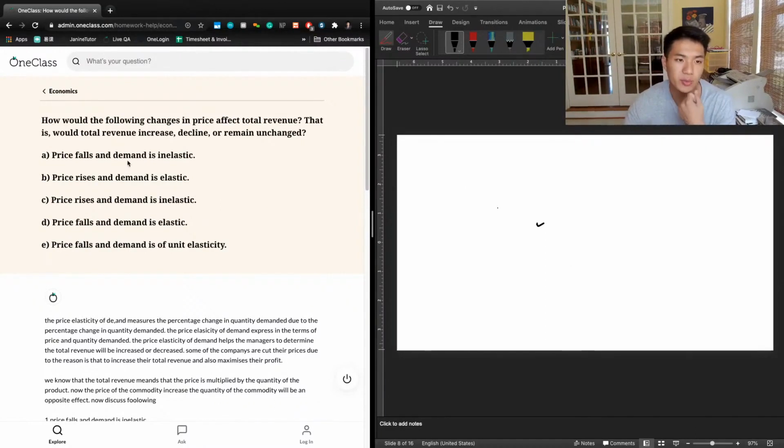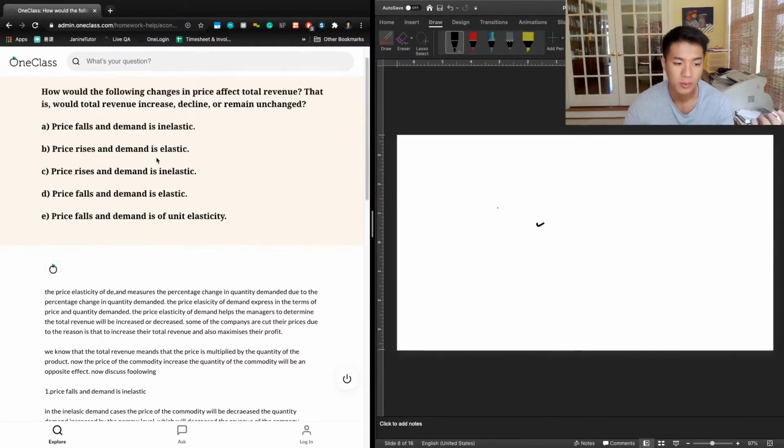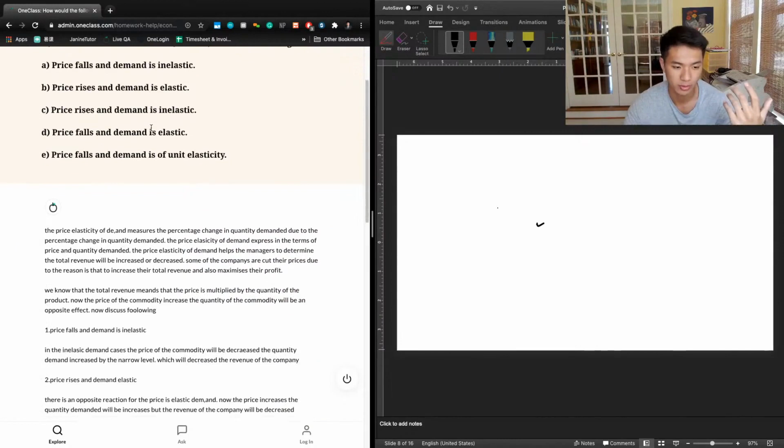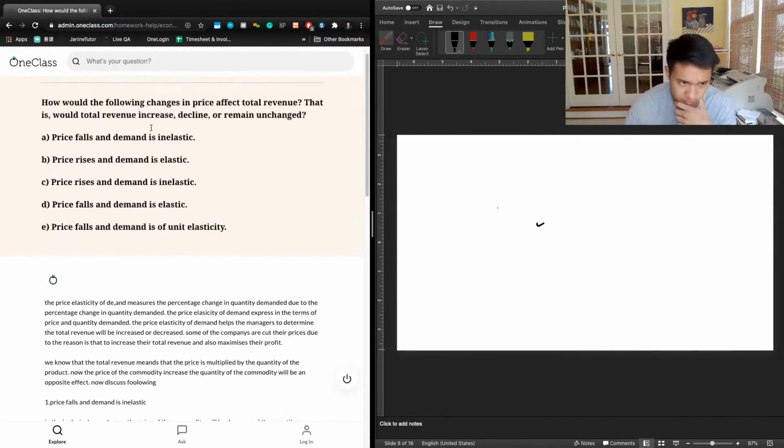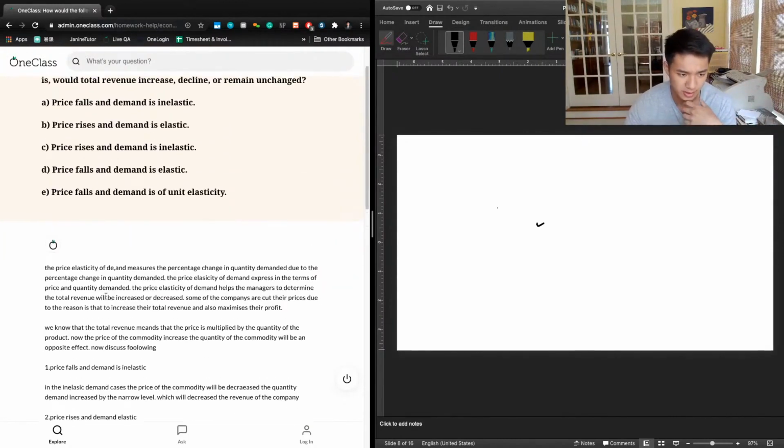So for this one, total revenue would decline, right? The price fall is not offset by a correspondingly high increase in quantity demanded, so total revenue will fall. So for A, we think that the revenue will go down. And we can take a look at the previous year's answer, and they said for number 1, in elastic demand case, the price of commodity will be decreasing and quantity demand increases by a narrow level. This is going to decrease the revenue of the company.